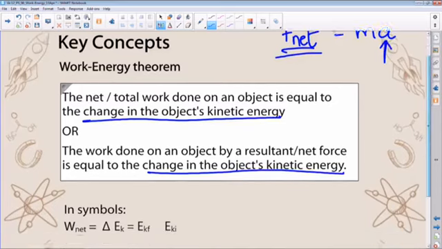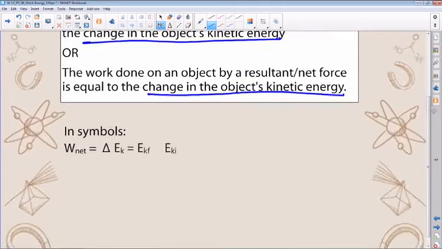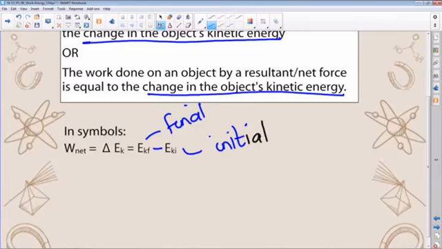Now, in terms of an equation, in symbols, W net equals delta Ek, which is Ek final minus Ek initial. That's final kinetic energy, and this is initial kinetic energy. And remember, Ek is equal to a half mv squared. Don't forget the square.